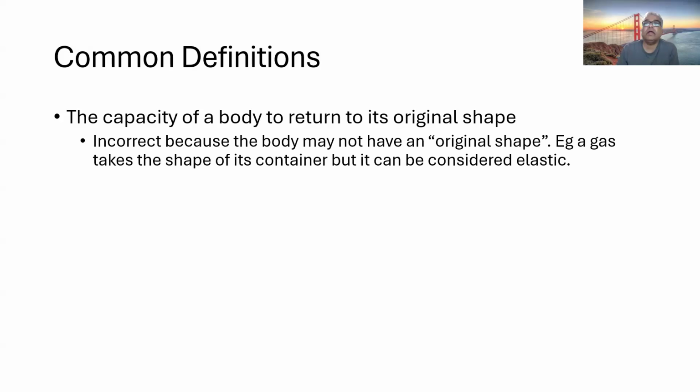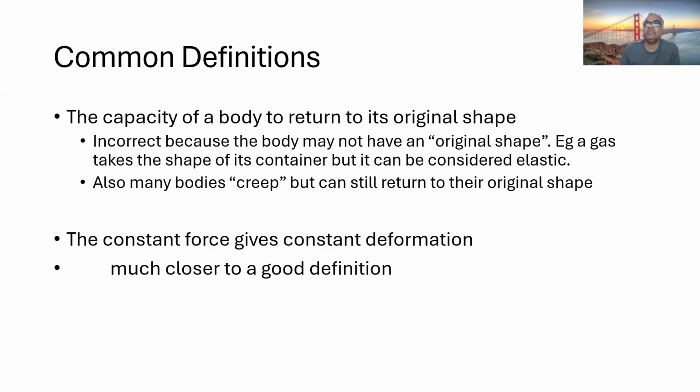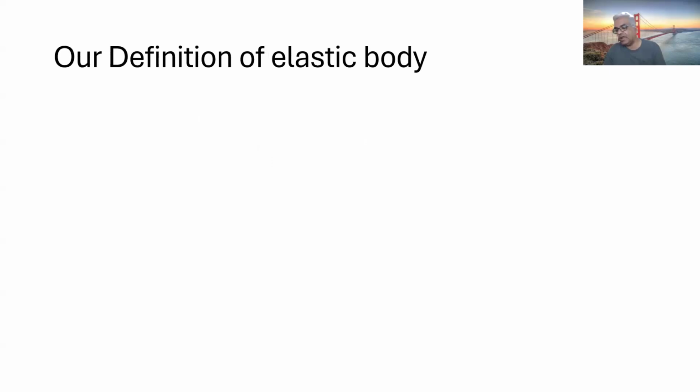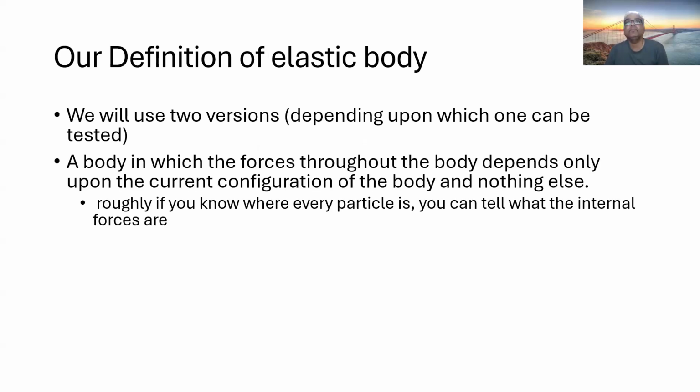On the other hand, there are bodies which can creep, but can still return to their original shape. These are called viscoelastic bodies. So what even is an elastic body? The definition gets closer if I say that if I apply a constant force, I should get a constant deformation. Now we will formalize this by saying that our definition of an elastic body will be based on two versions, at least one of which can be tested.